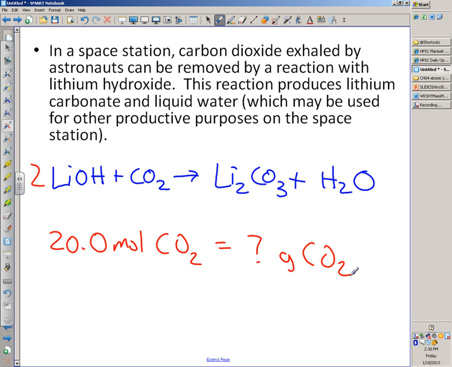Do your units. Set your units up in your conversion factor. We did this thing. We find the formula mass of carbon dioxide. So carbon is 12 grams. Where do we get the number that goes in front of grams? You just add the atomic masses together. So you start off with 20 moles of carbon dioxide, right?